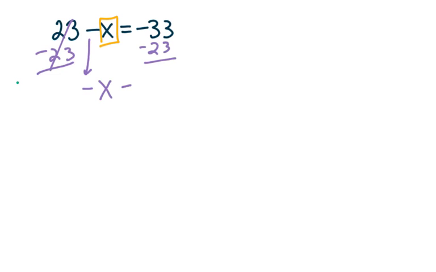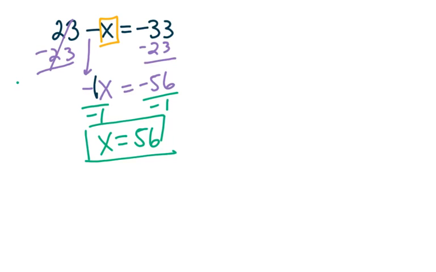Negative x is equal to negative 56. And then there is like a negative 1 right there. Even though you may not see it, it's there. So to separate those two, you would divide by negative 1, which means my answer is 56. So just be careful with this one. It looks like it's a one-step, but it is absolutely a two-step equation.